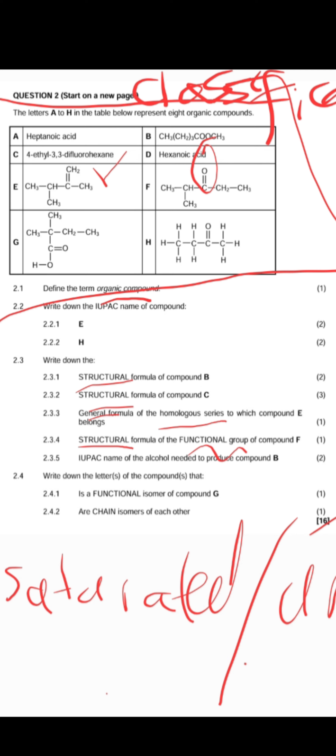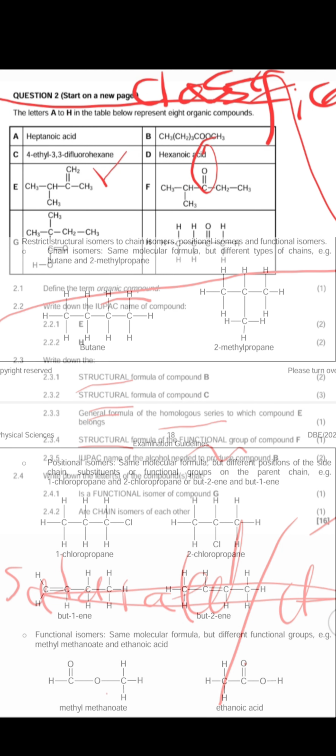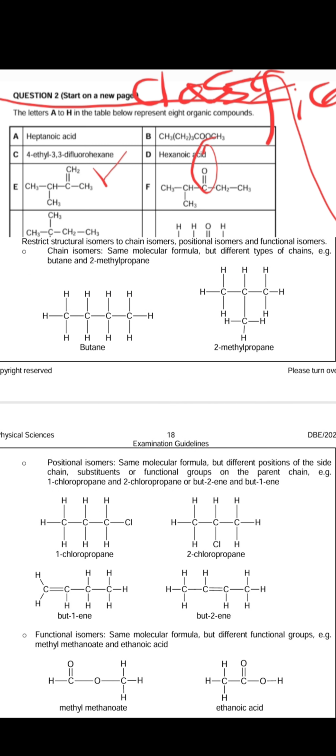Now, another language that we'll be interested in, remember, is isomerism. And I did mention that when we talk about isomerism, we must understand that there are quite different isomers that we can think of. You must not be scared when you hear the word functional isomer. You must not be scared when you hear the word chain isomer, positional isomer.